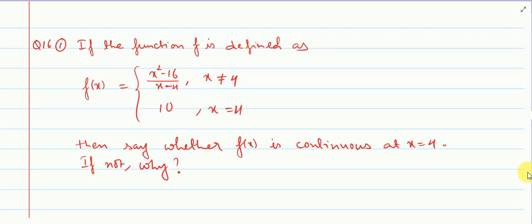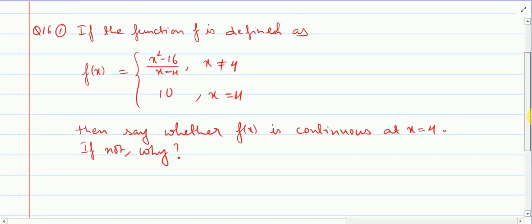Question number 16.1. Here it says, if the function f is defined such that if x is not equal to 4, then it is defined by (x square minus 16) upon (x minus 4), and for x equal to 4 it's defined as 10, then say whether f(x) is continuous at x equal to 4 or not. If not, why? Okay, so let us see the solution.